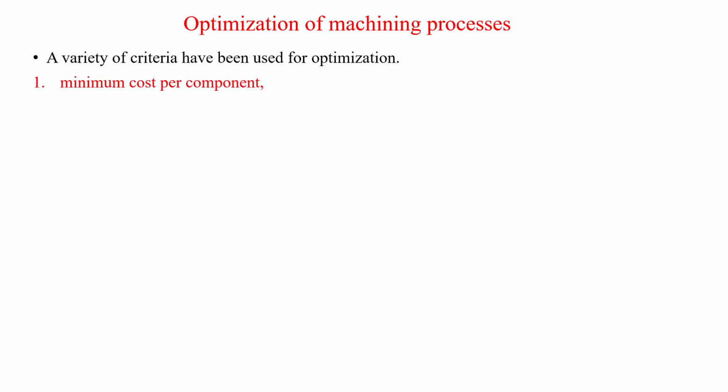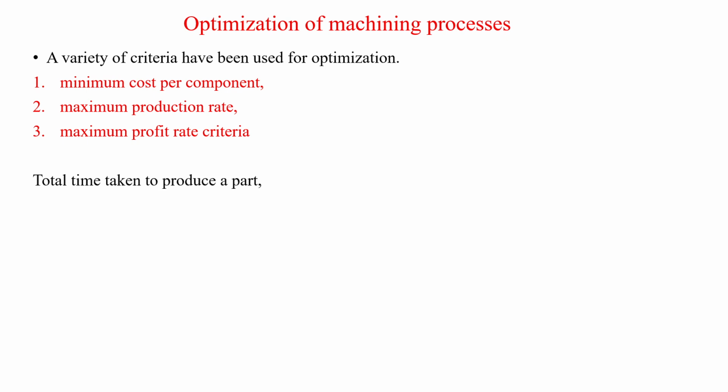Minimum cost per component. If you are producing some component, the cost should be minimum. Second, the production rate. In a very less time, you should produce a large number of parts. Third, profit criteria. You should get a maximum profit. So based on these three criteria only, you design your material, tool, workpiece, parameters such that these three criteria are fulfilled. Right?